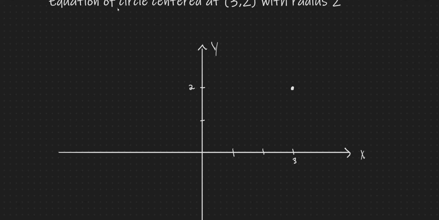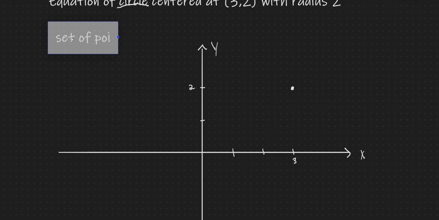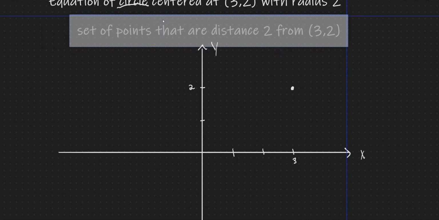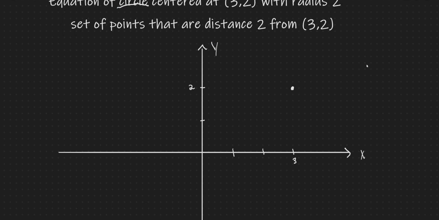So again, think about what is a circle. A circle is the set of points which are the same distance from the center, that distance being the radius. So what I want here is the set of points that are distance 2 from the point 3, 2. That's what I'm interested in. That's how I want to rephrase this, because this is how we're going to generalize to 3 dimensions. The idea is distance, and that's why there's such a parallel between the distance formula and the equation of a circle.